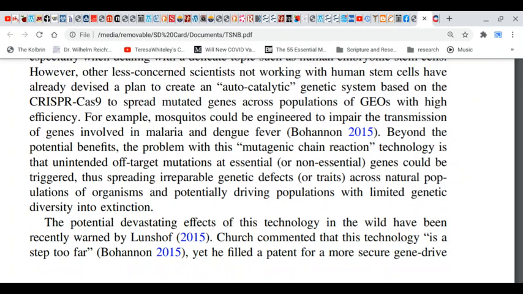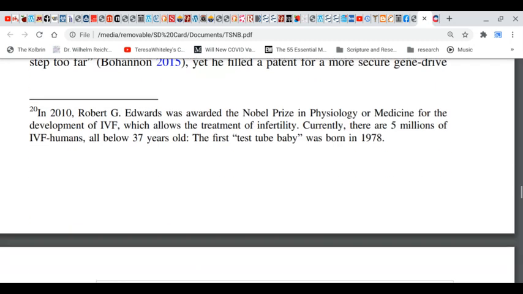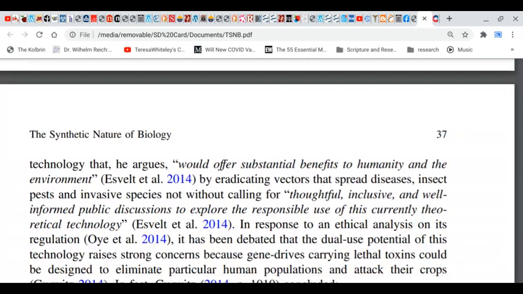The potential devastating effects of this technology in the wild have been recently warned by Lunzoff. Church commented, "This technology is a step too far." Yet he has filed a patent for a more secure gene drive technology that he argues would offer substantial benefits to humanity and the environment by eradicating vectors that spread diseases, insect pests, and invasive species, while calling for thoughtful, inclusive, and well-informed public discussions to explore the responsible use of this currently theoretical technology.